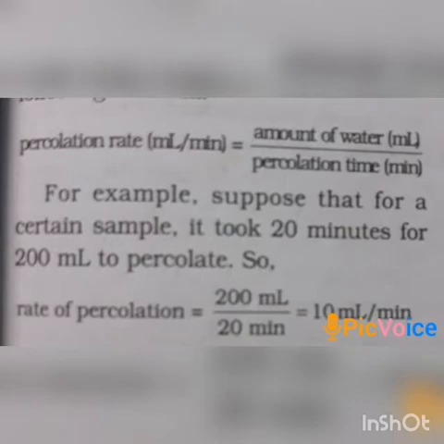Rate of percolation, what is the formula for rate of percolation? Amount of water divided by percolation time. Here what is the amount of water? 200 ml. Then percolation time 20 minutes. So 200 ml divided by 20 minutes is equal to 10 milliliter per minute. Okay children, do you understand this?